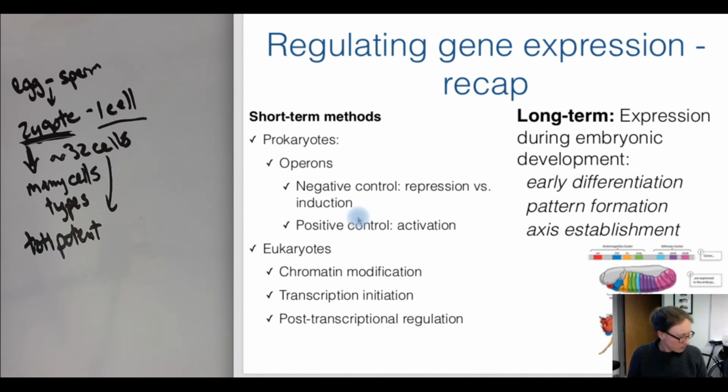Okay, so that's it for the regulation of gene expression. So we've looked at short-term methods in prokaryotes. We've looked at a handful of examples in eukaryotes as well. And hopefully this has given you an appreciation for the complex ballet that takes place over the course of embryonic development, so that you go from that single zygote to a multicellular organism that has all the right organs in all the right places.